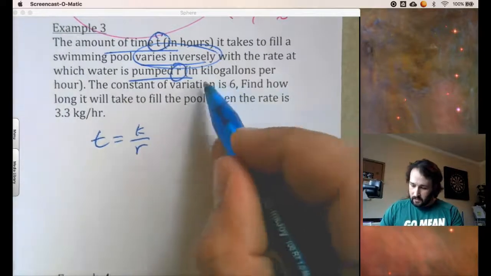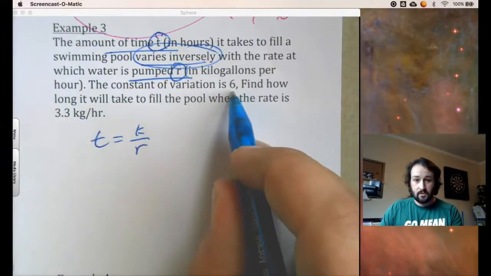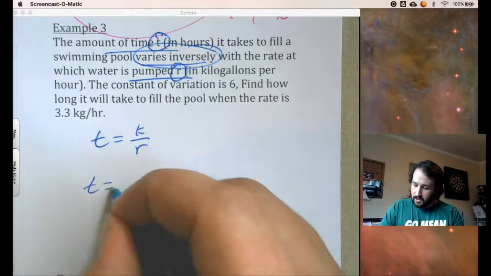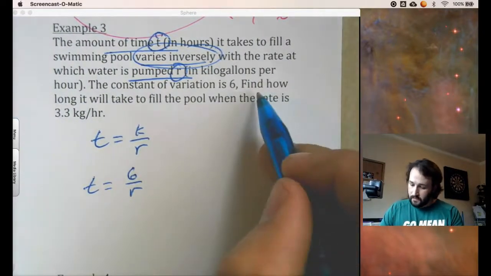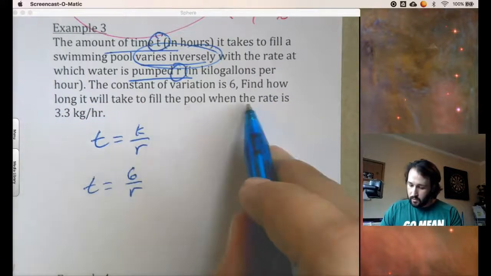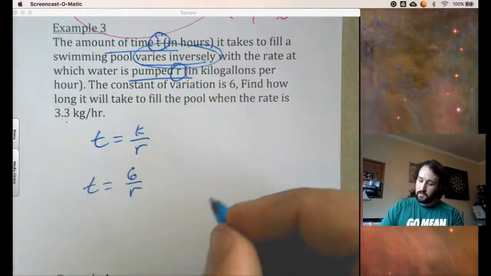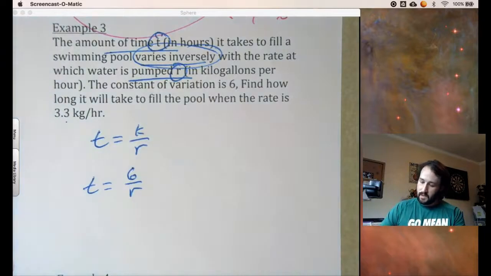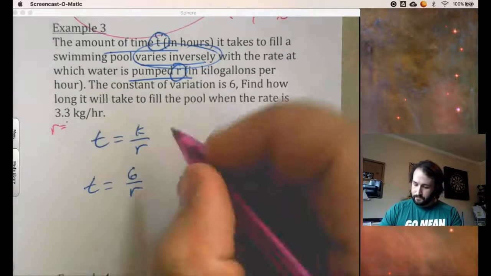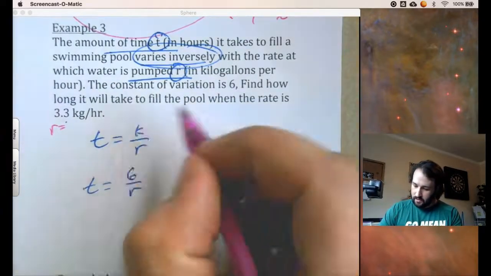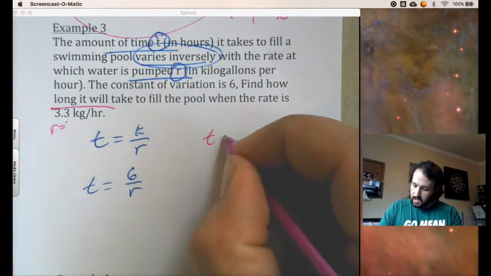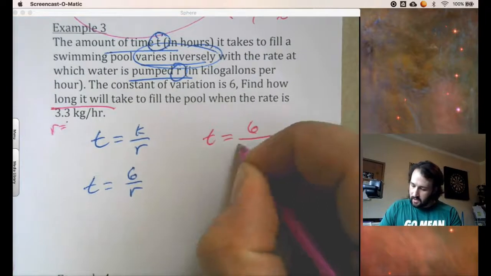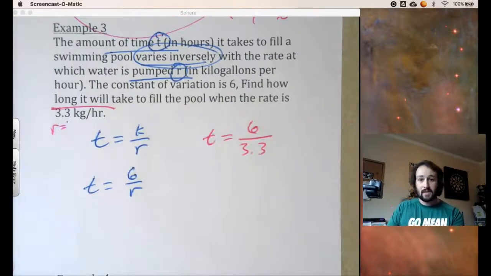So now it goes on. It says the constant of variation is 6. Well, that's nice. So we know our equation then is t equals 6 over r. Find how long it will take to fill the pool when the rate is this much. So it's telling me rate, and I want to know how long it will take. So I'm looking for the time. So I can use t equals 6 divided by the rate it gives me.